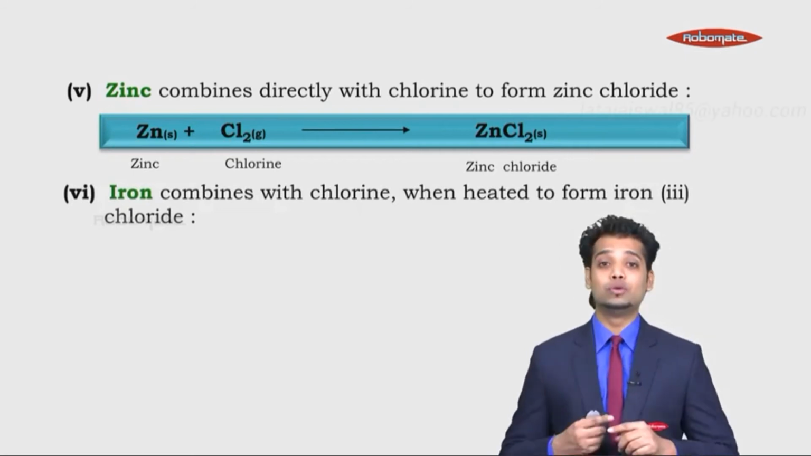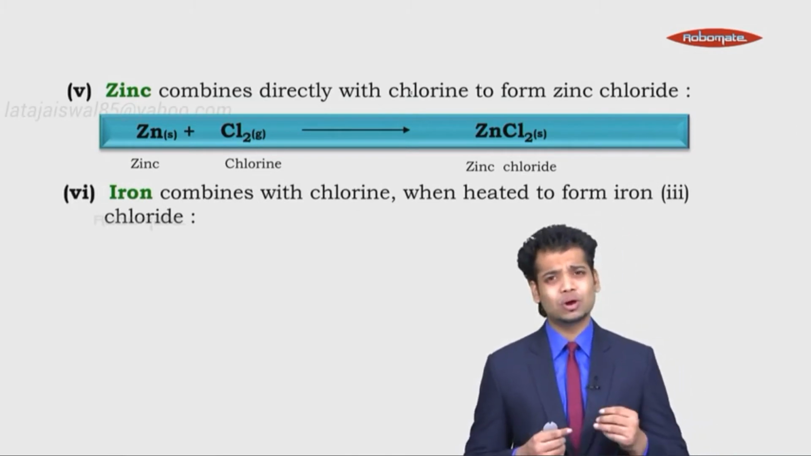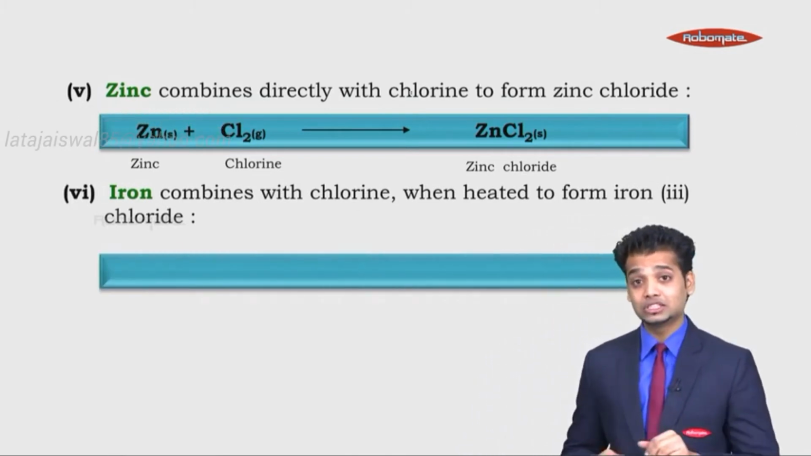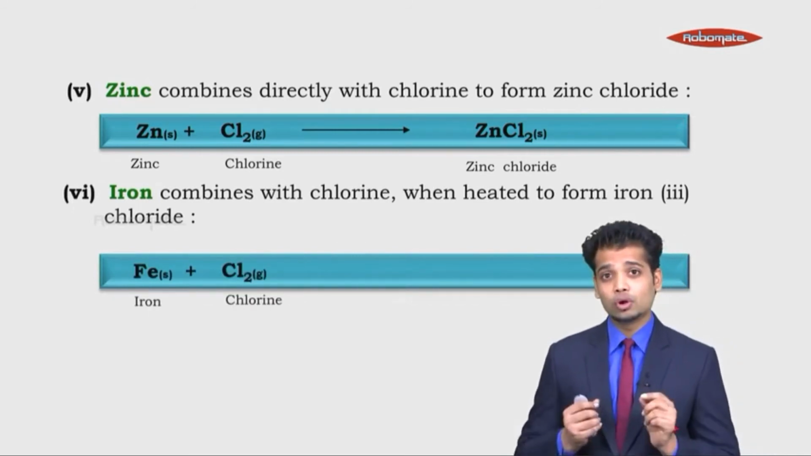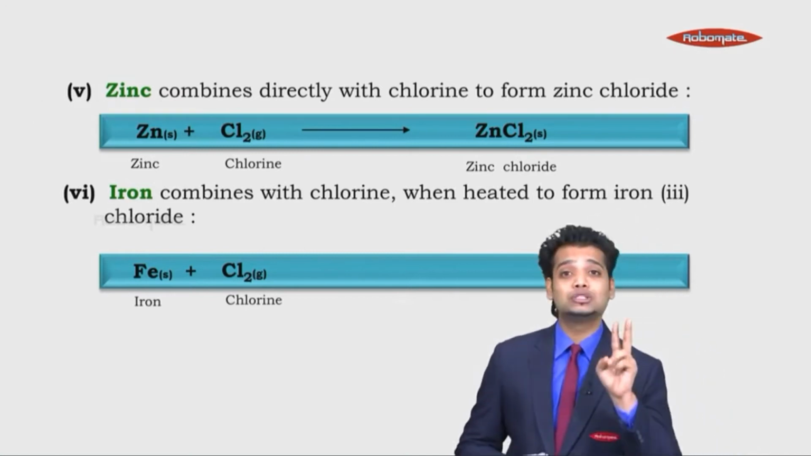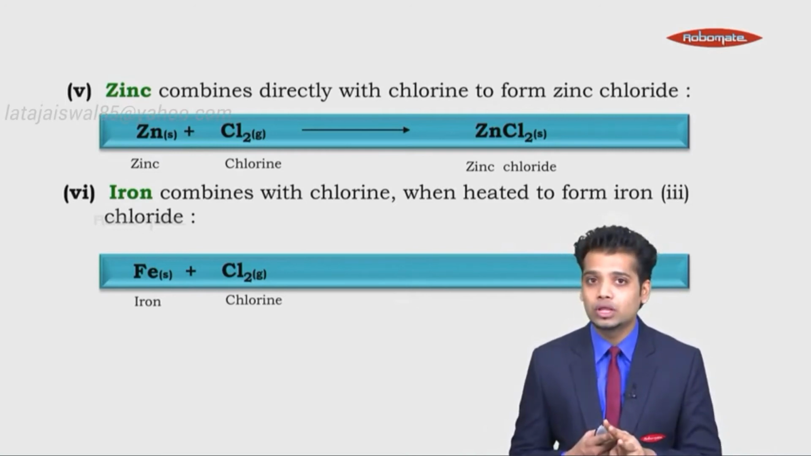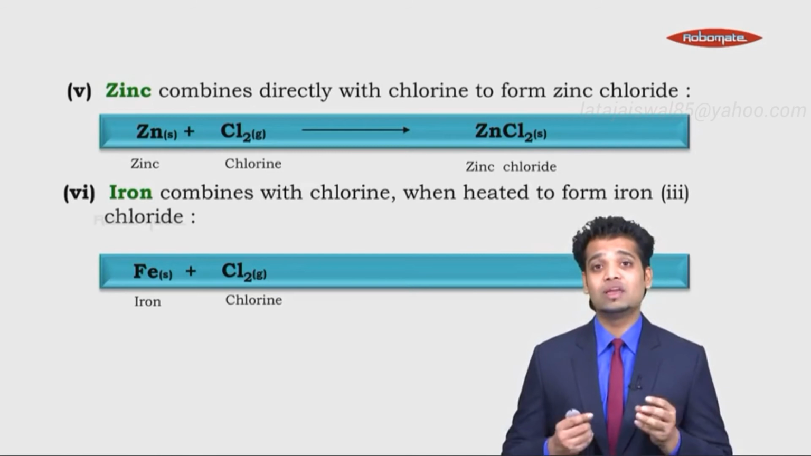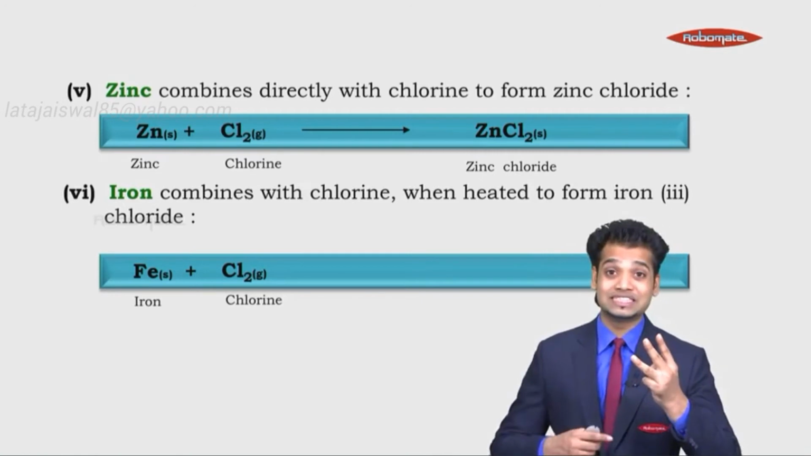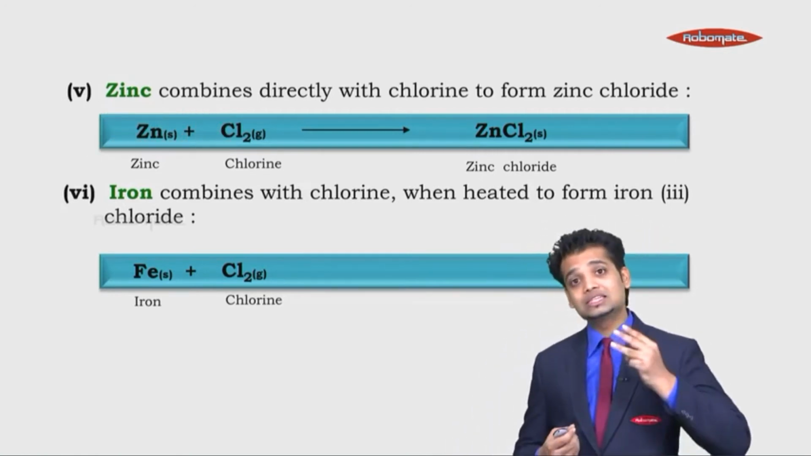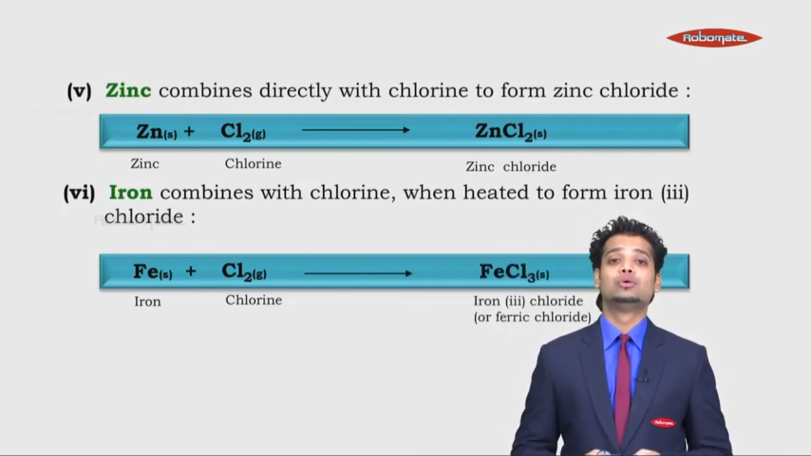Iron combines with chlorine when heated to form iron 3 chloride. Now, why? What is this reaction? Let us see first the reaction itself. Fe plus Cl2 is going to form not FeCl2. Iron's valency is 2 as well as 3. But iron does not readily react with chlorine, so in order to make it react, we have heated it. The valency goes from 2 to 3, which is its excited state. So iron reacts in the valency of 3. Chlorine has valency 1, crisscross, FeCl3.